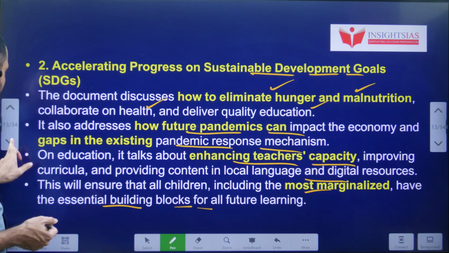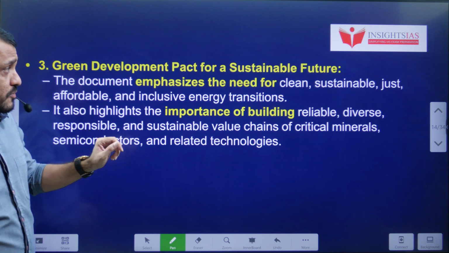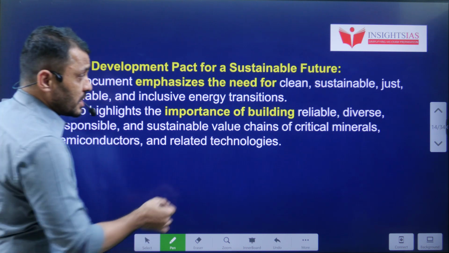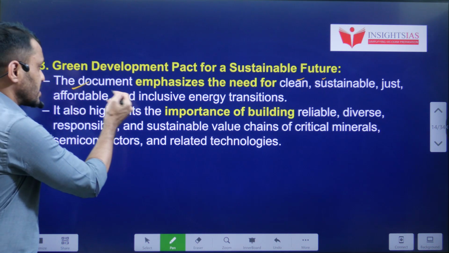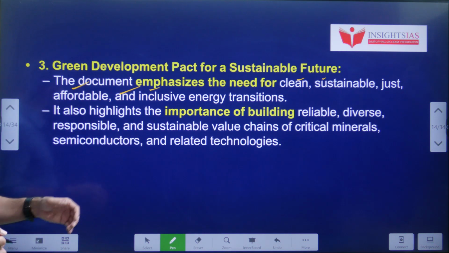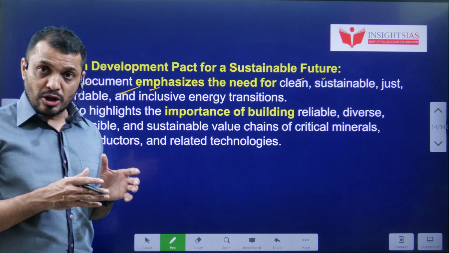This is the second chapter. And third one, Green Development Pact for Sustainable Future. It is about the need for a clean, sustainable, just, affordable and inclusive energy transition. It also includes green hydrogen, Global Biofuel Alliance and all these things.